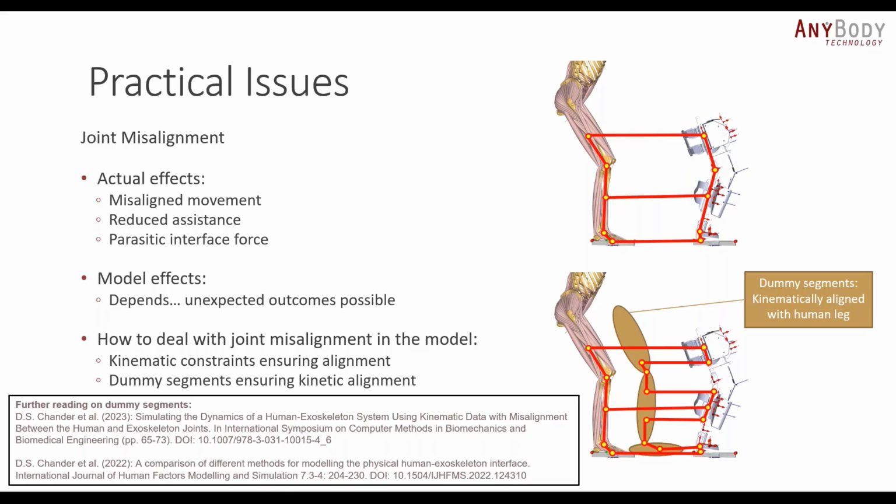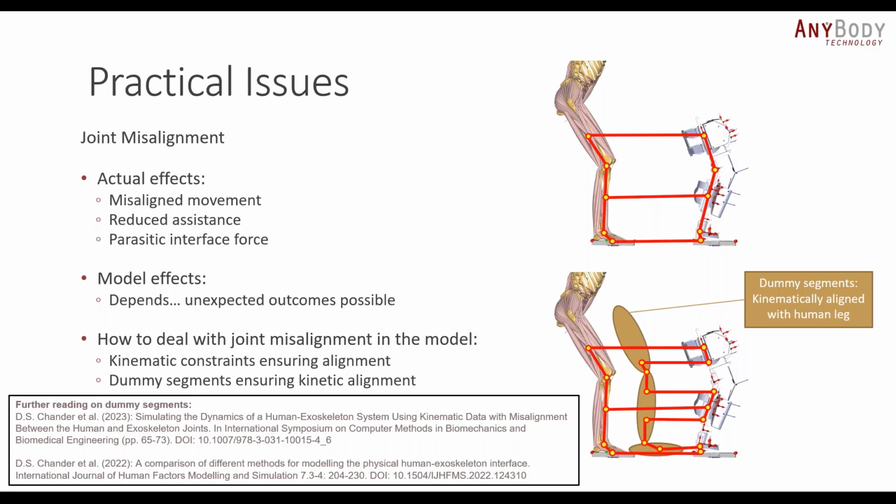On the modeling side, it's also possible that you can see some unexpected outcomes, and this really depends on how your model is set up. In the model that I was working on during my PhD, we saw that it unloaded some of the muscles completely, and that was obviously not a reasonable output. So we needed some ways to deal with this joint misalignment in the model, and there could be two ways.